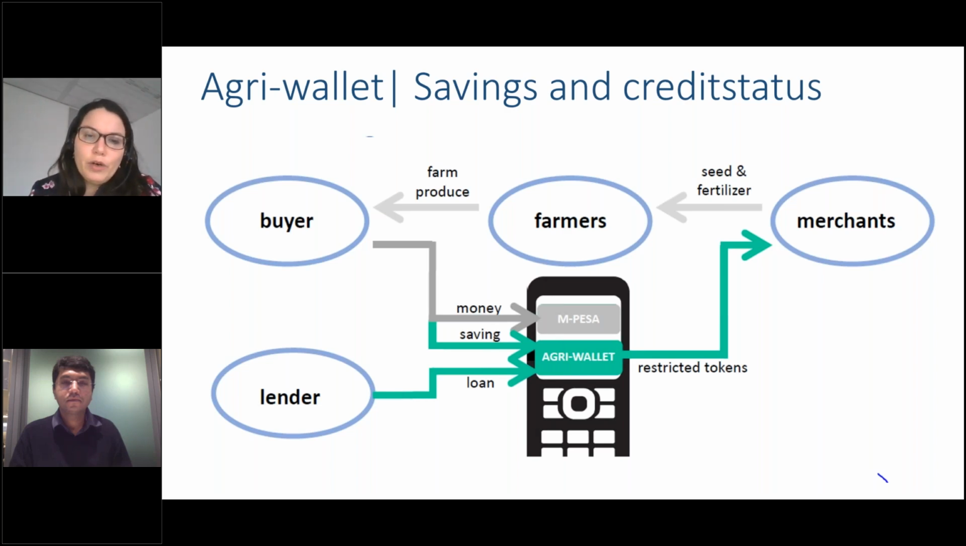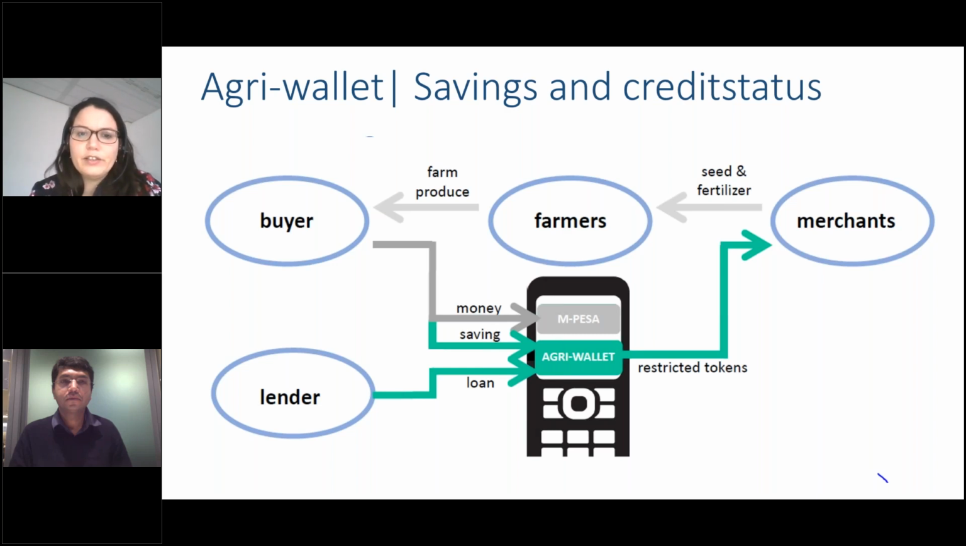So AgriWallet is a mobile app linked to M-Pesa. M-Pesa is a mobile payment system in Kenya, and most people in Kenya, they pay with M-Pesa. So instead of cash, they will often use M-Pesa. And when farmers need financing from local banks, for example, it's very difficult for them to obtain this finance because they often don't have credit status, and basically for all of the reasons that I've mentioned previously. So how can they obtain a credit status, and how can they actually save?